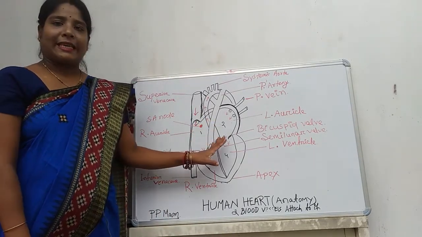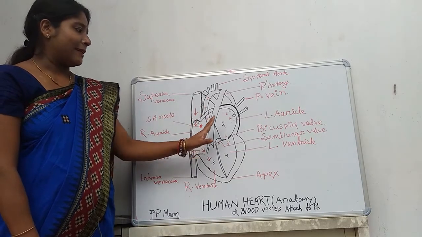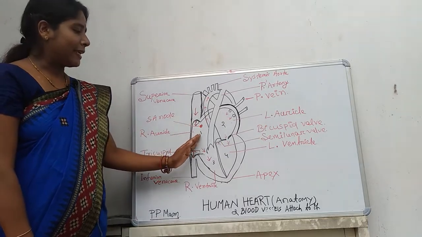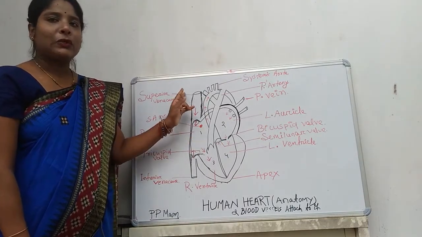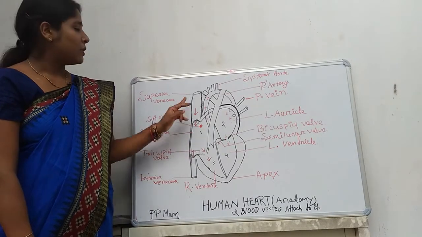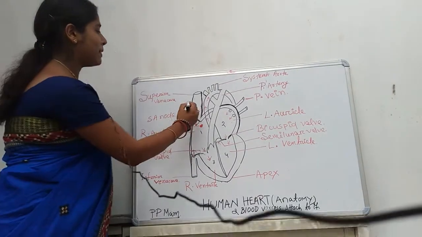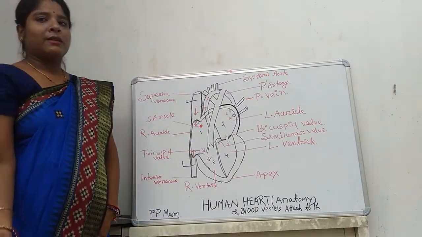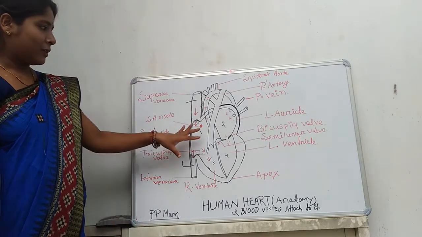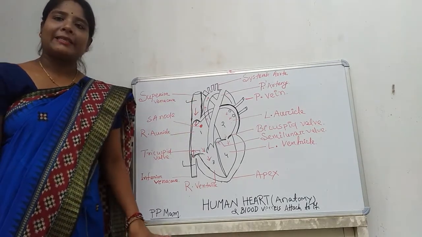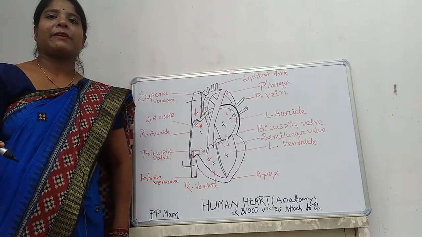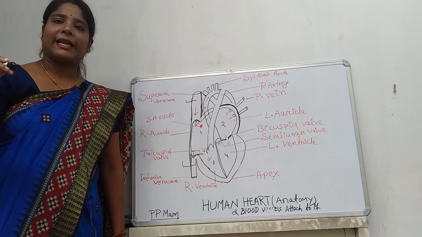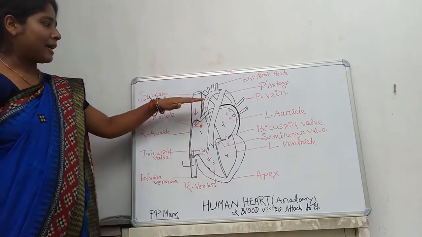Now if we see the right auricle, this is the right part, this is the left part. The right auricle is associated with two veins, the superior vena cava and the inferior vena cava. Okay, got it? Next, the superior vena cava brings the deoxygenated blood from the upper extremities or upper limbs such as the head, neck, etc.